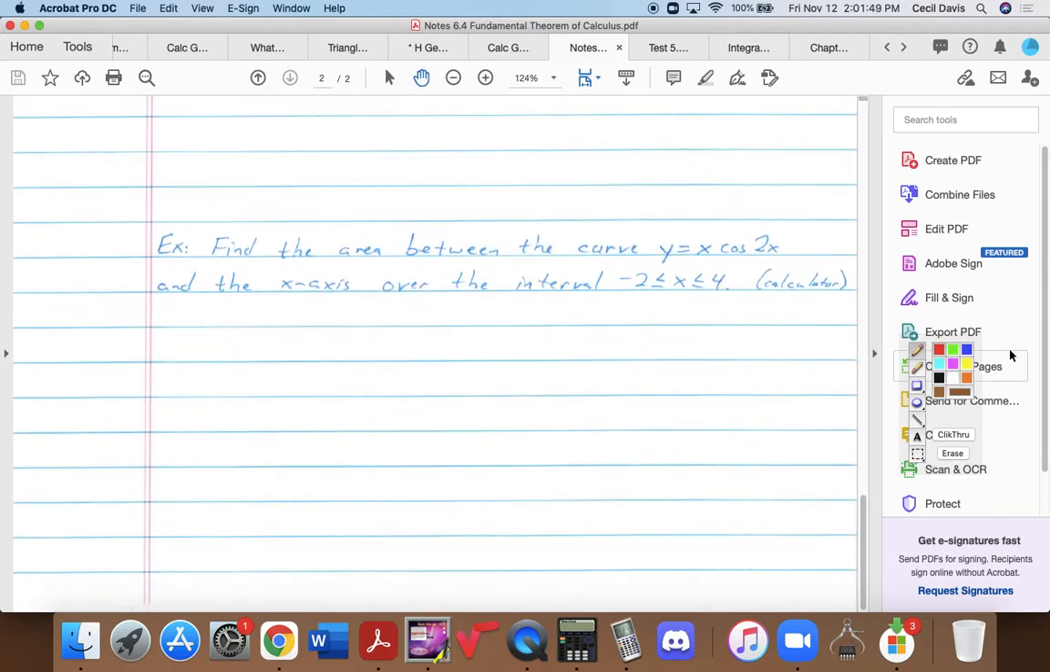Find the area between the curve y equals x cosine of 2x and the x-axis over the interval from negative 2 to 4. This is a calculator question. That's easy. Just shove it in your calculator. Here we go. That's the answer.